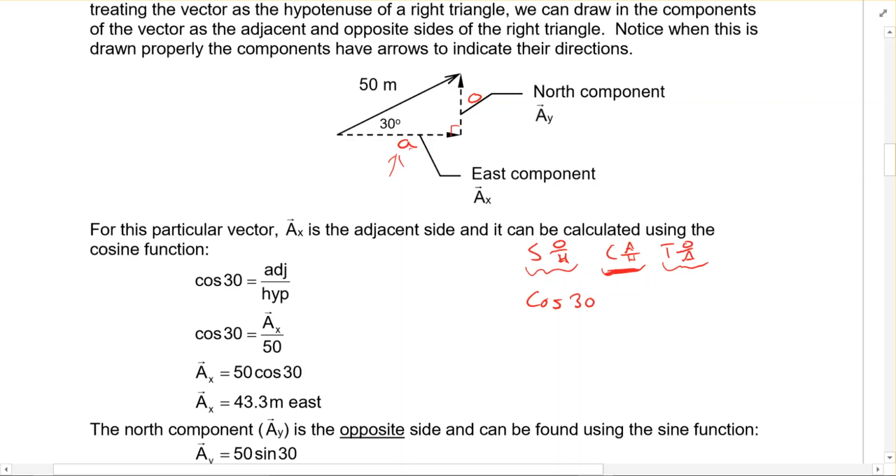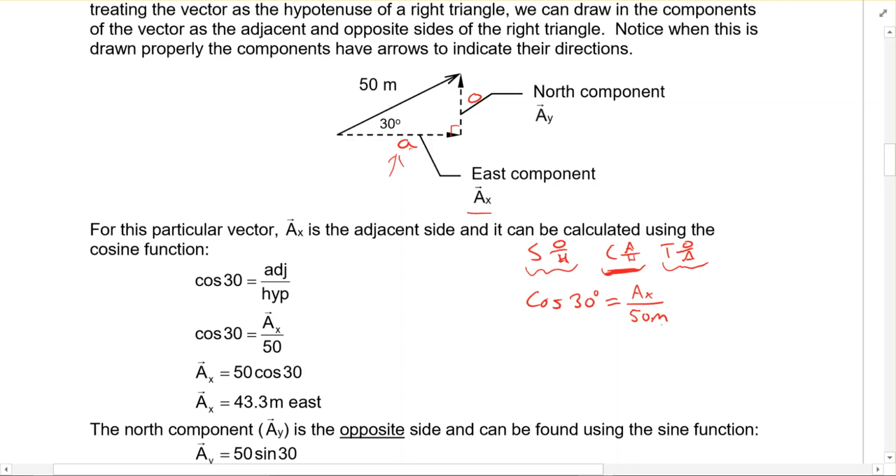Before we were looking for the angle, right? But now we have it. So cosine 30 degrees is equal to adjacent over hypotenuse. The adjacent is what we don't know. Here we're calling it AX, so I'll keep with that. So AX, and that's going to be over 50 meters. That's the hypotenuse. And then we just need to solve for AX.